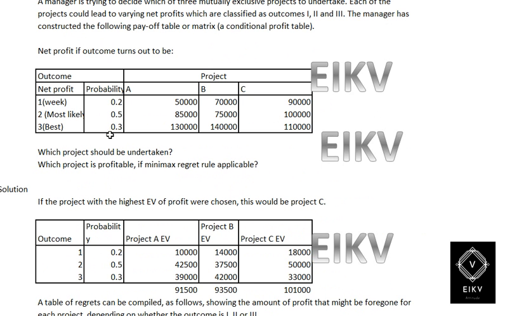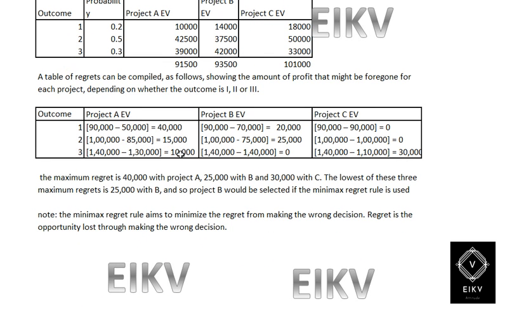And going with best demand, the highest among the three alternatives would be 1,40,000. Therefore 1,40,000 minus 1,30,000 is 10,000, 1,40,000 minus 1,40,000 is 0, and 1,40,000 minus 1,10,000 will give you 30,000. So the maximum regret is 40,000 with project A, 25,000 with project B, and 30,000 with project C. The lowest of the three, the minimum regret, is 25,000 with B, and so project B would be selected as the minimum regret rule is used.